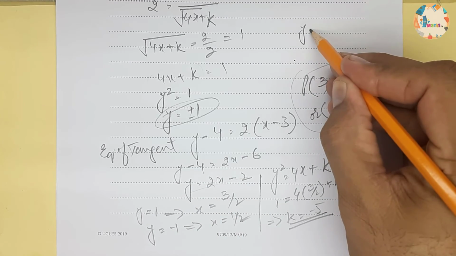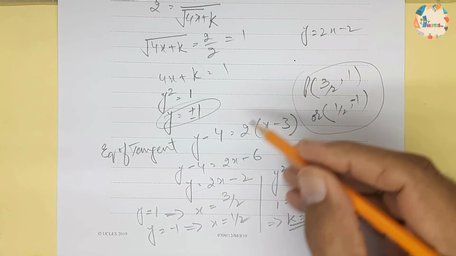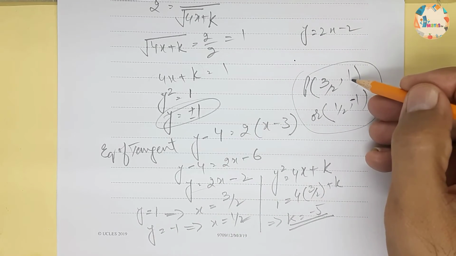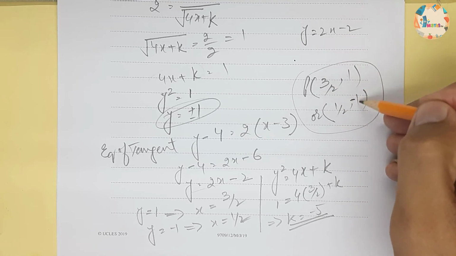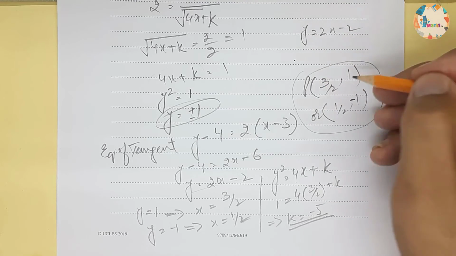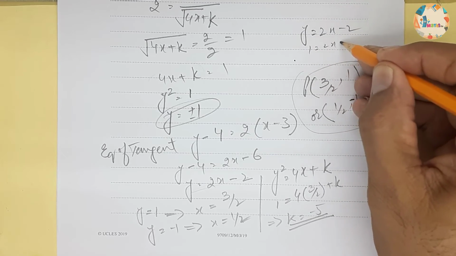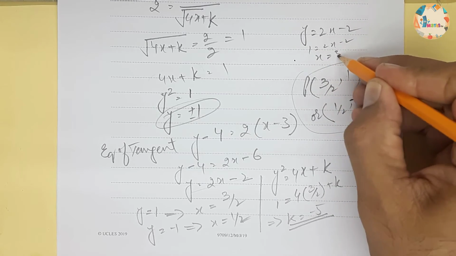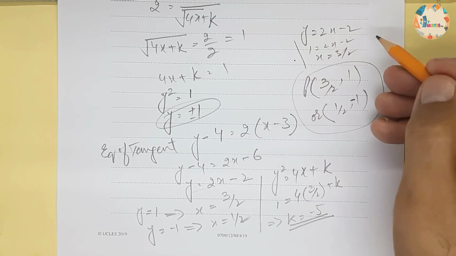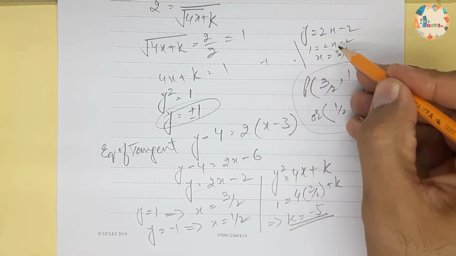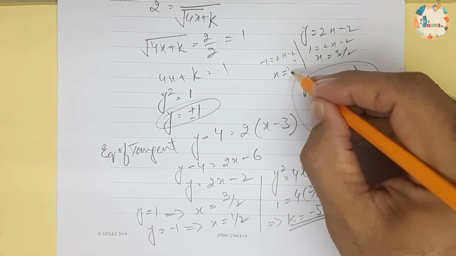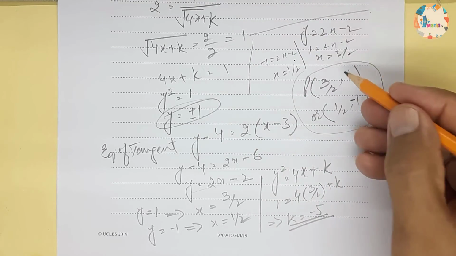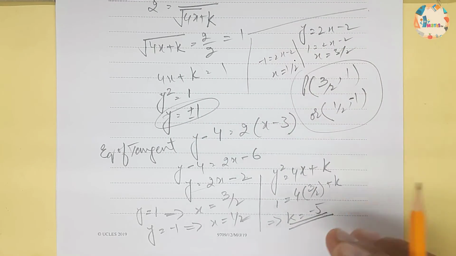So I will write here y is equal to 2x minus 2, which is this equation. If we replace y equal to 1, we will get x equal to 3/2, and if we replace y equal to minus 1, we will get the other value. For example, 1 is equal to 2x minus 2, so this implies x is equal to 3/2. And if we replace, for example, minus 1, it will be minus 1 is equal to 2x minus 2, so this implies x is equal to 1/2. So this is basically how we got these points. Hopefully you understood this point.